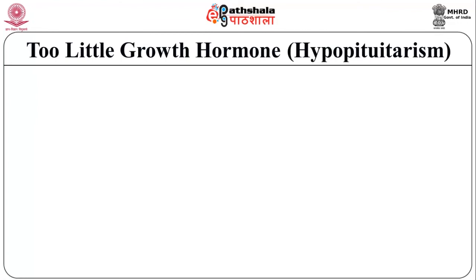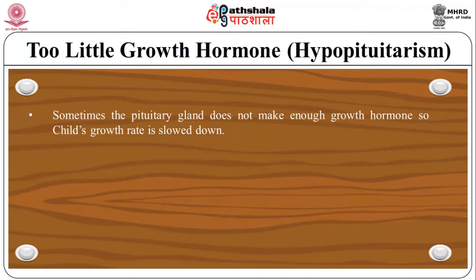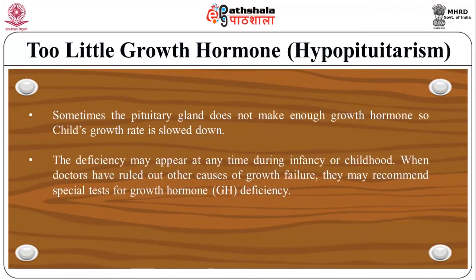Too little growth hormone, hypopituitarism. Sometimes the pituitary gland does not make enough growth hormone, so the child's growth rate is slowed down. The deficiency may appear at any time during infancy or childhood. When doctors have ruled out other causes of growth failure, they may recommend special tests for growth hormone deficiency.